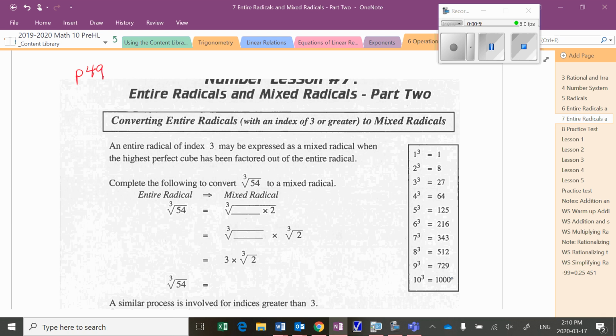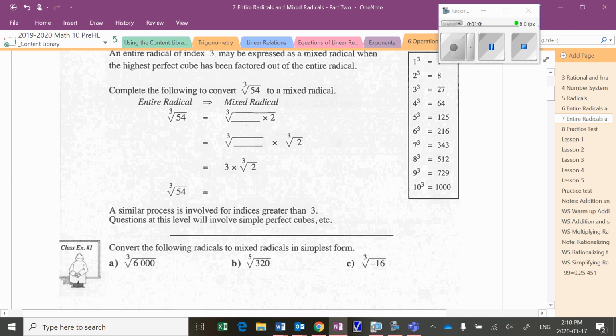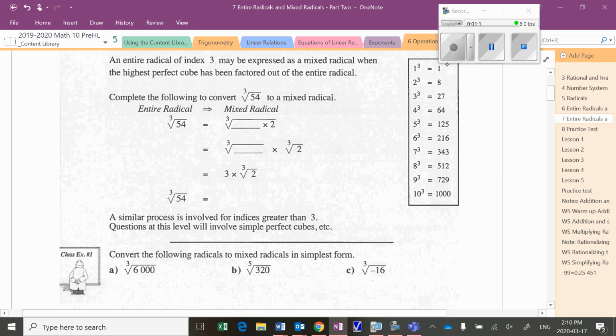So if we take a look at that first example, to convert the cube root of 54 to a mixed radical, so the entire radical being the cube root of 54, what perfect cube is a factor of 54? Obviously we're looking at either 27 or 8. One doesn't matter because that's not going to change anything. So it's obviously going to be 27. So the cube root of 54 can be rewritten as the cube root of 27 times 2. Or we can split them up as the cube root of 27 times the cube root of 2.